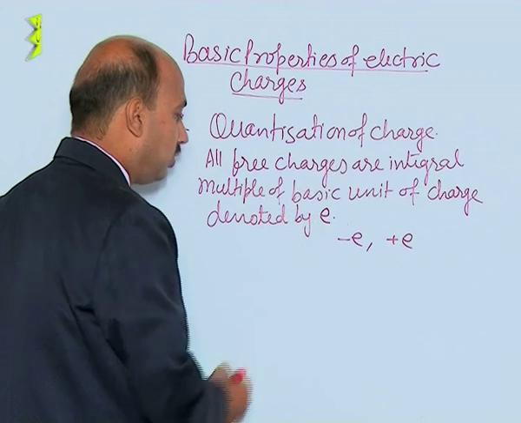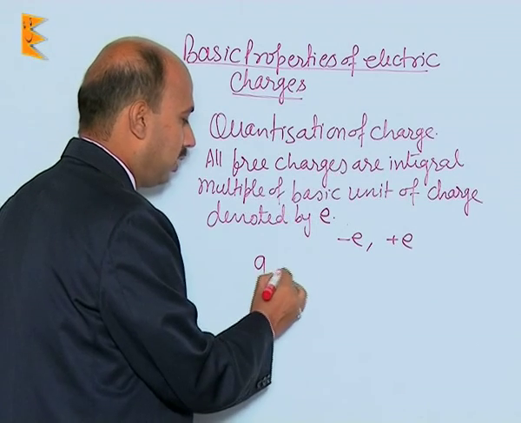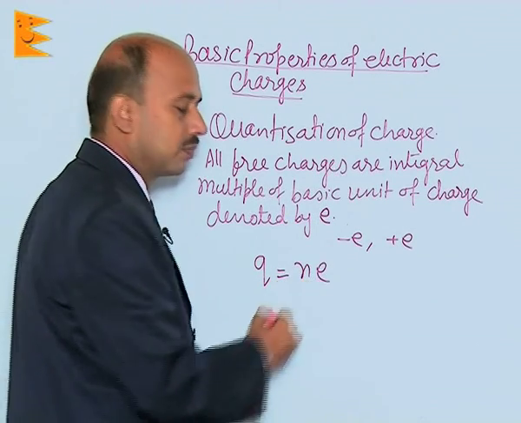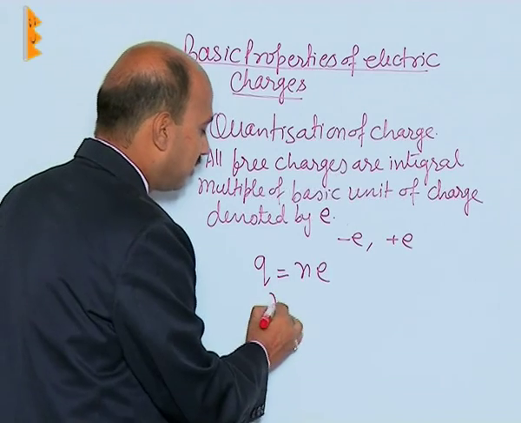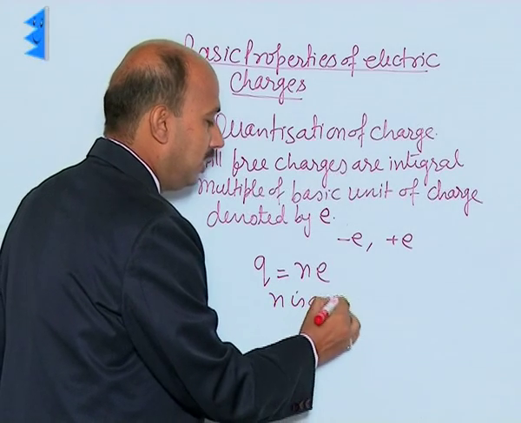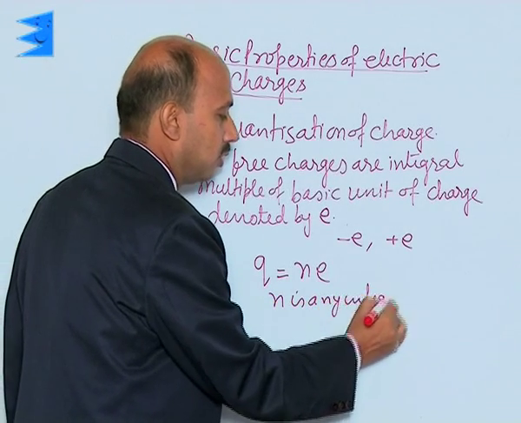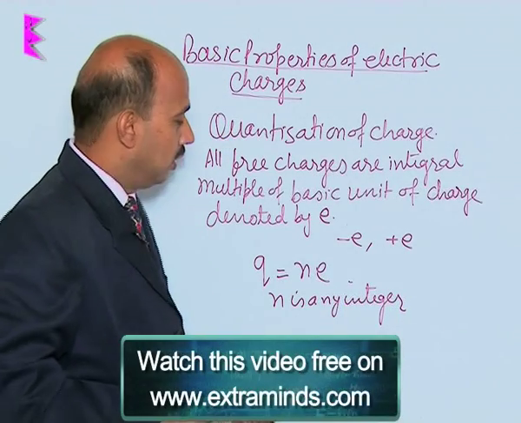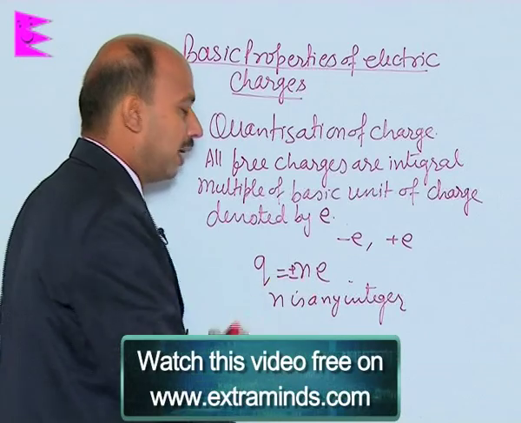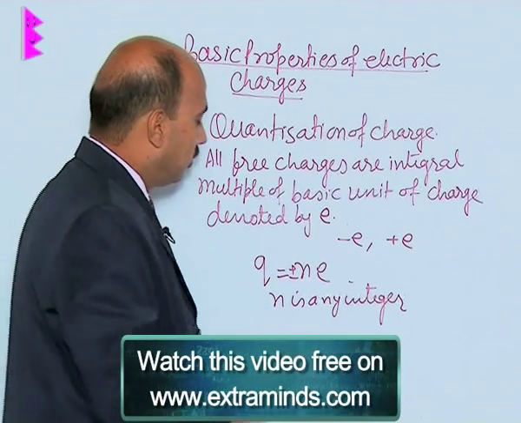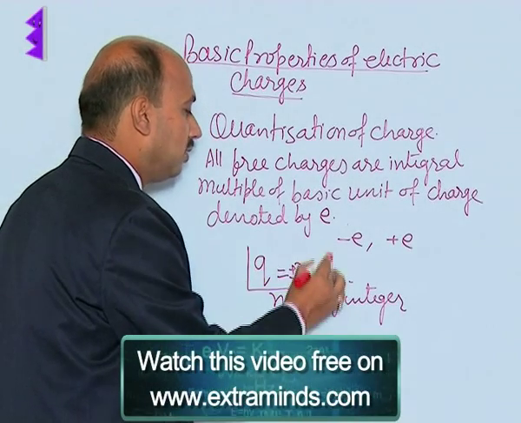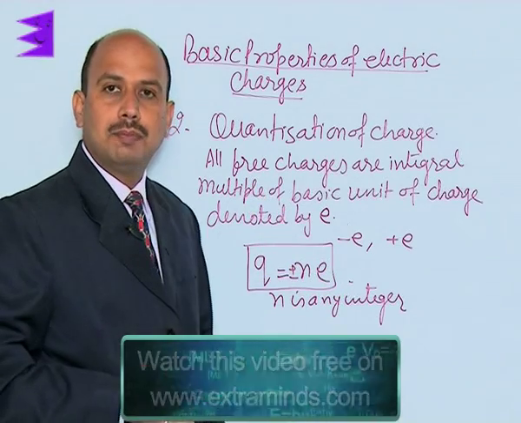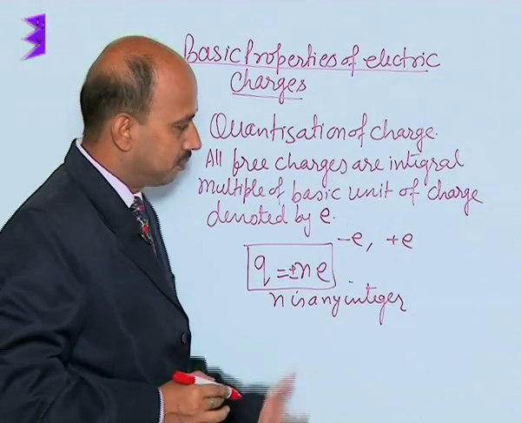So, the charge on any body is given here as q is equal to ne, where n is any integer. So, n can be positive or negative. So, we can also write here plus minus ne. So, the net charge on the body is an integral multiple of the basic unit of charge e.